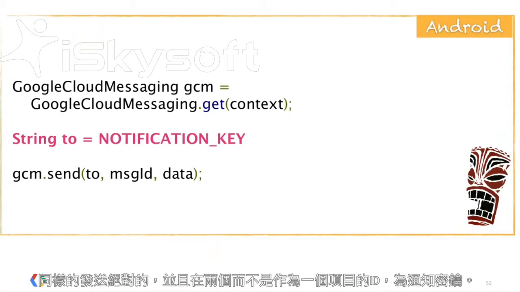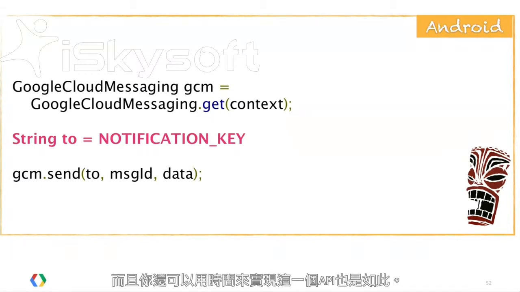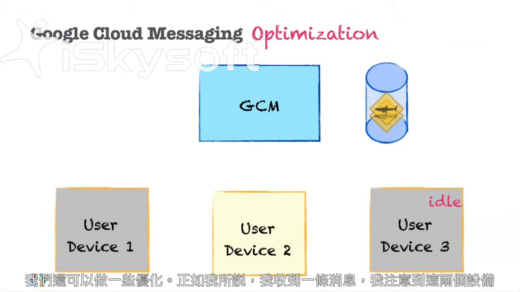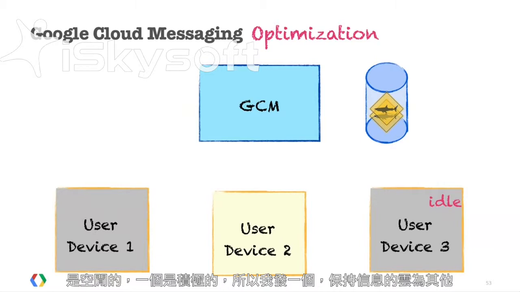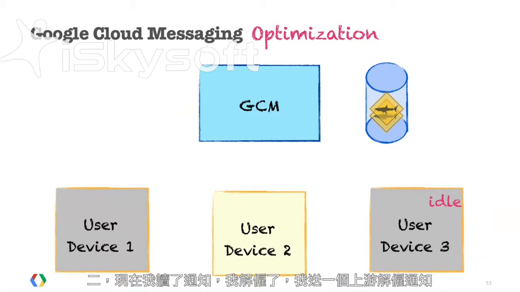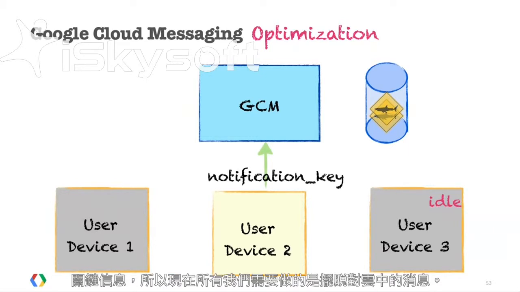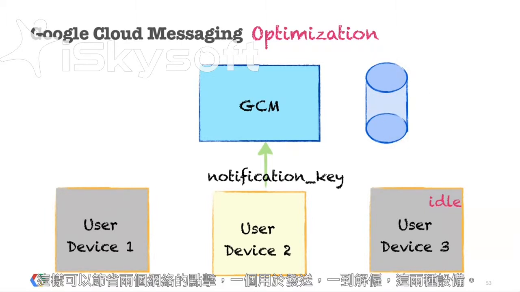How to use this API is simple. We use the very same send upstream, and the "to", instead of being a project ID, is a notification key. And you can also use the time to live API for this one as well. We can also do some optimization. As I said, I receive a message. I note that 2 devices are idle. 1 is active. So I send to 1, and keep the message on the cloud for the other 2. And now I read the notification. I dismiss it. And I send an upstream dismiss notification key message. So now all that we need to do is get rid of the messages on the cloud. Now this saves 2 network hits, 1 to send, 1 to dismiss, for both devices.